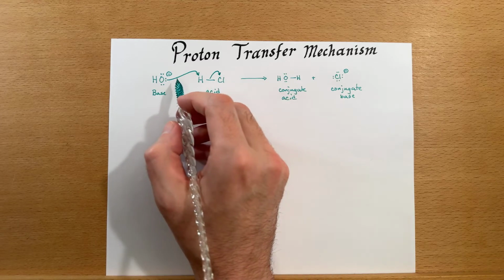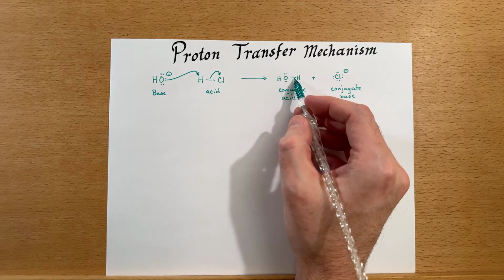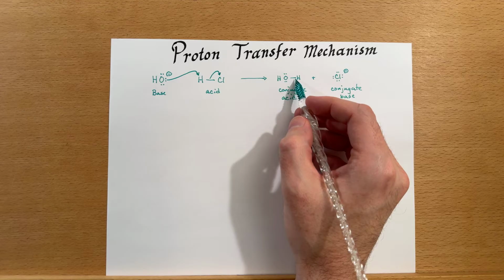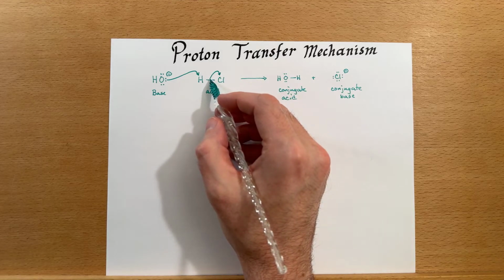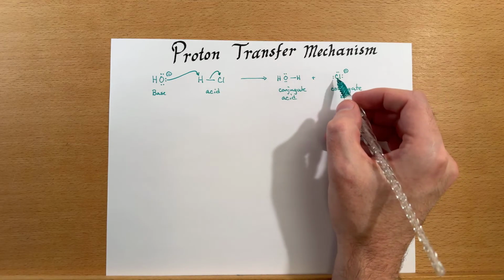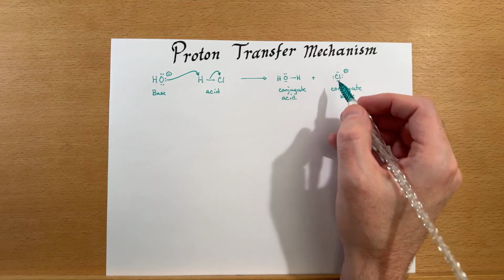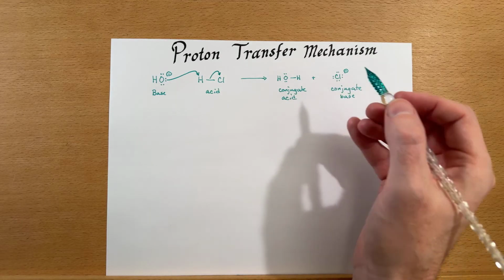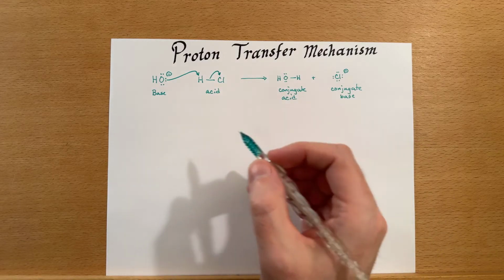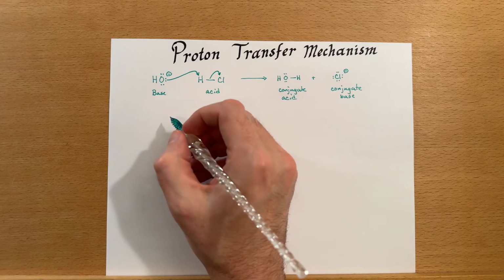So the net result is that we form a new bond, as emphasized here, between the oxygen and the hydrogen. And we've moved the electrons that used to be between the hydrogen and the chlorine over to exclusively be on the chlorine. So that's an example of the proton transfer mechanism. Let's do a couple more reactions just to be more familiar with this.